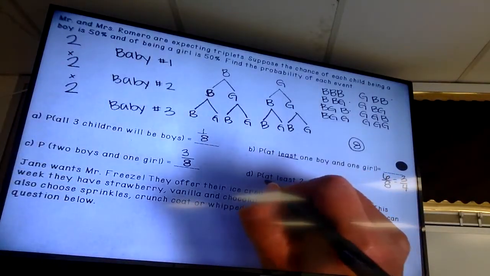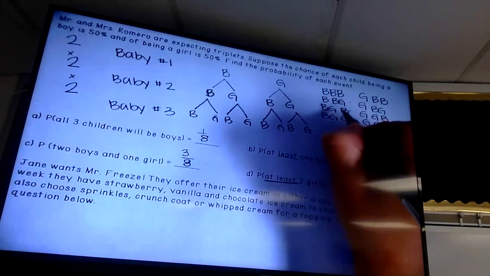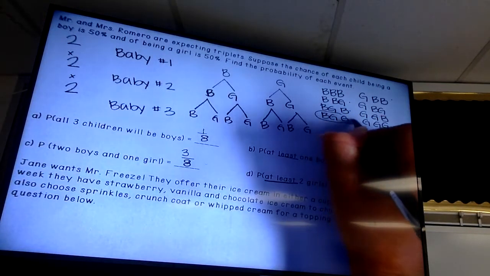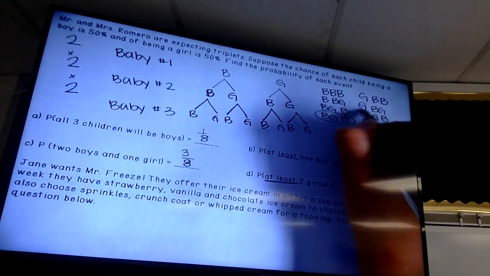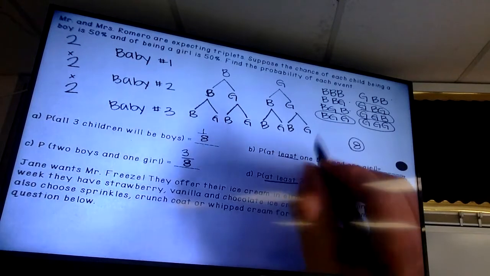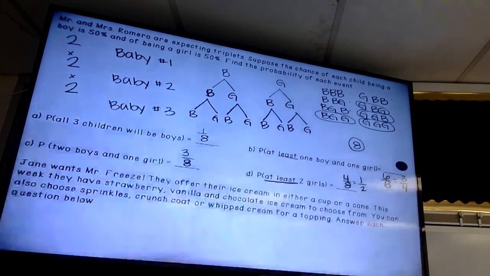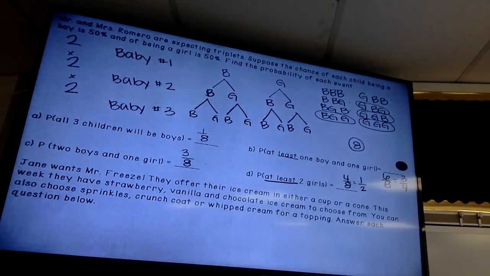And finally, at least 2 girls. So 2 or more G's. So let's see, we have this one. We have this one. We have this one. And then this one has 3 G's, so 2 or more. So that would be 4 out of 8. Or 1 out of 2 shot of having at least 2 girls.